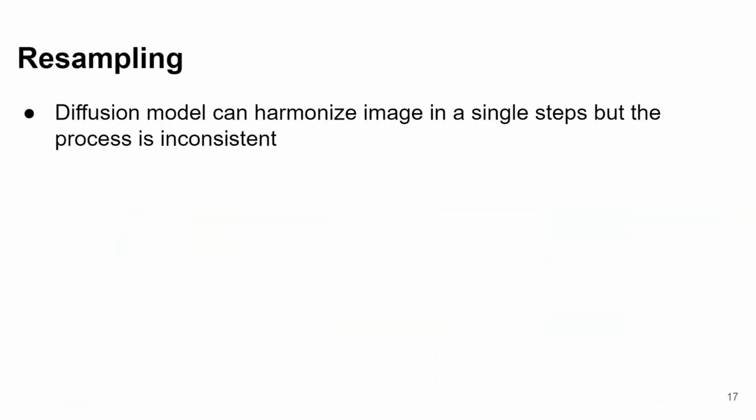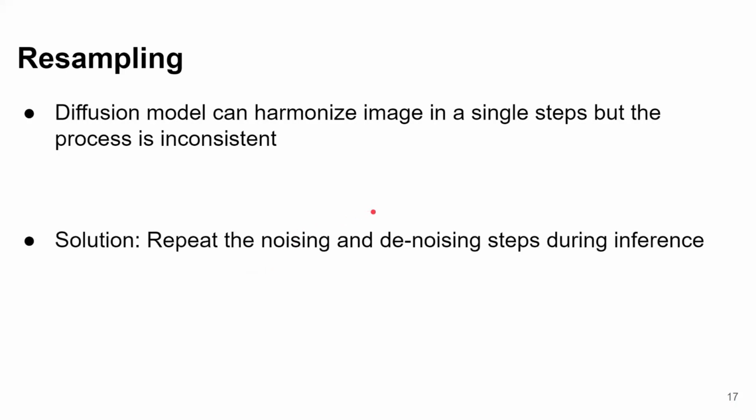So that's why we introduce the concept of resampling. It's based on the assumption that the diffusion model can harmonize the image in single steps, but these processes are inconsistent between each time step. So the solution is we repeat the noising and denoising step during inference so that the model would have more information about the image it generated. I'll give more information in the next slide.